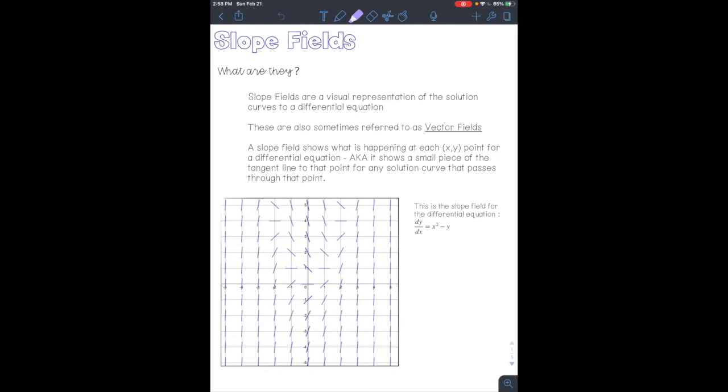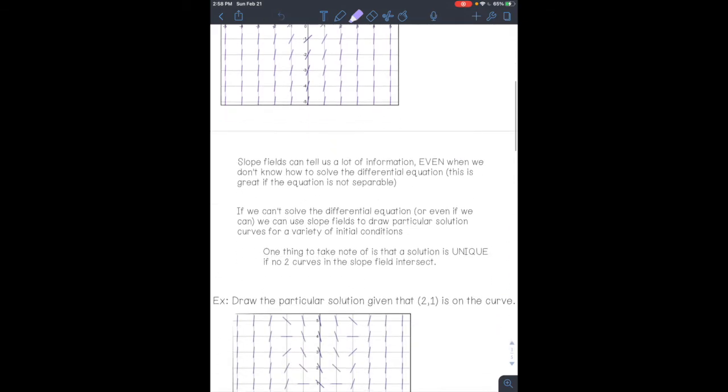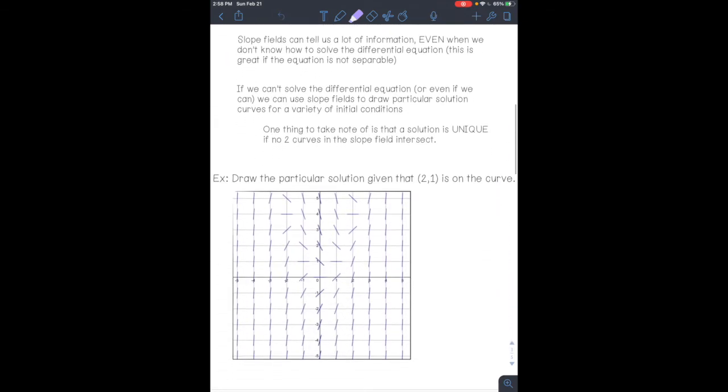For example, I have a slope field at the bottom of the page for the differential equation dy/dx equals x squared minus y. We can't solve that differential equation, because x and y are not separable here. We can't algebraically, using integration, solve for the solution curve, but we can look at the slope field and get a lot of information about the solution curves.